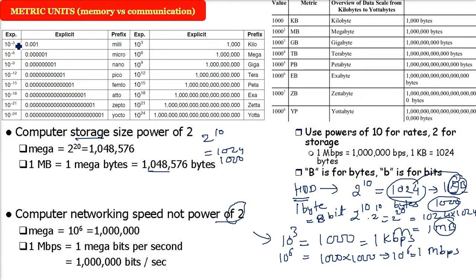So this is the idea. You can take milli, and kilo is 10 to the power 3, and then we have the kilobyte, KB, which is 1000 bytes. Then megabytes, and we have gigabyte, terabyte, petabyte, exabyte, zettabyte, and yottabyte.